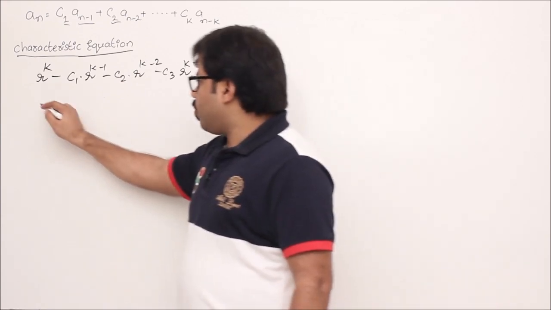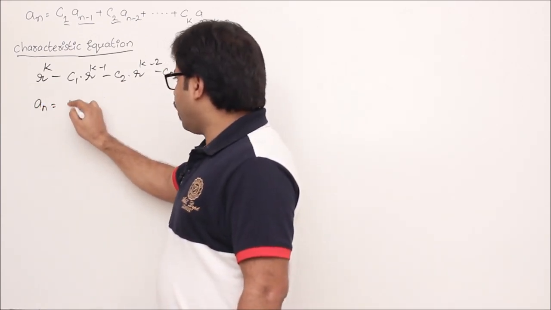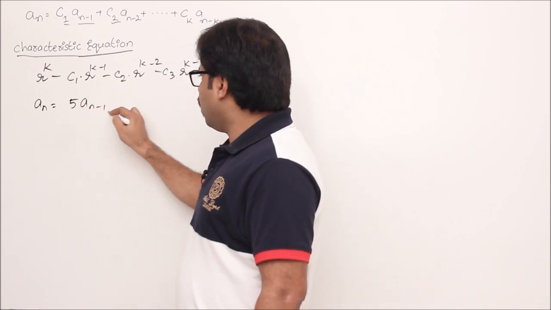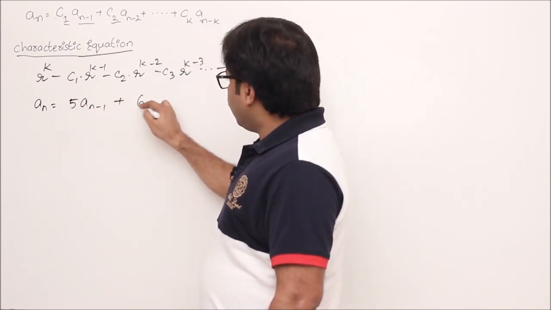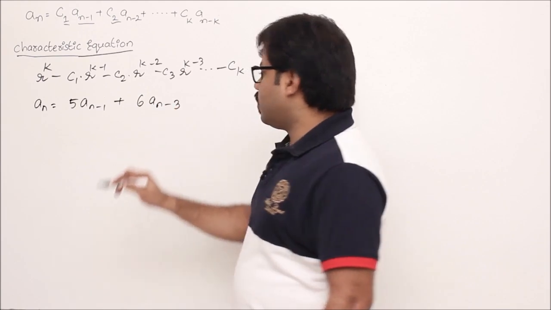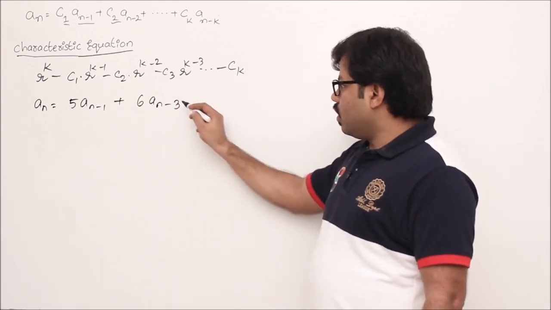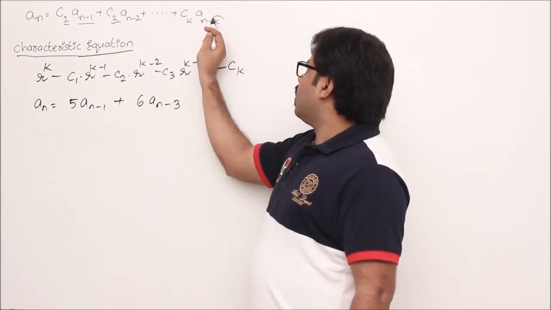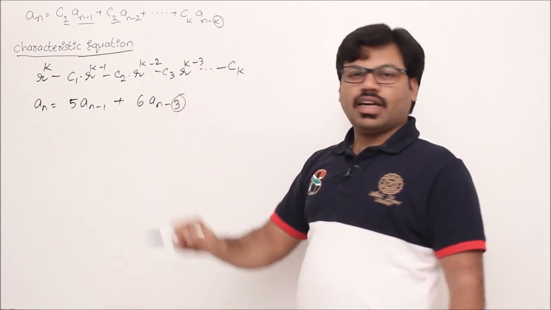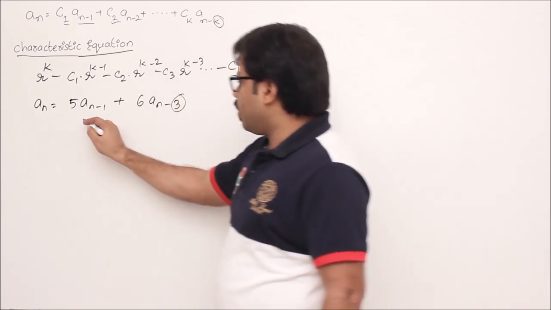So let's take one example and do it. An equals, let's say, 5 into an minus 1 plus 6 into an minus 3. For this we try to write the characteristic equation. Here k is nothing but this one, 3, correct? So the order of this one is 3.